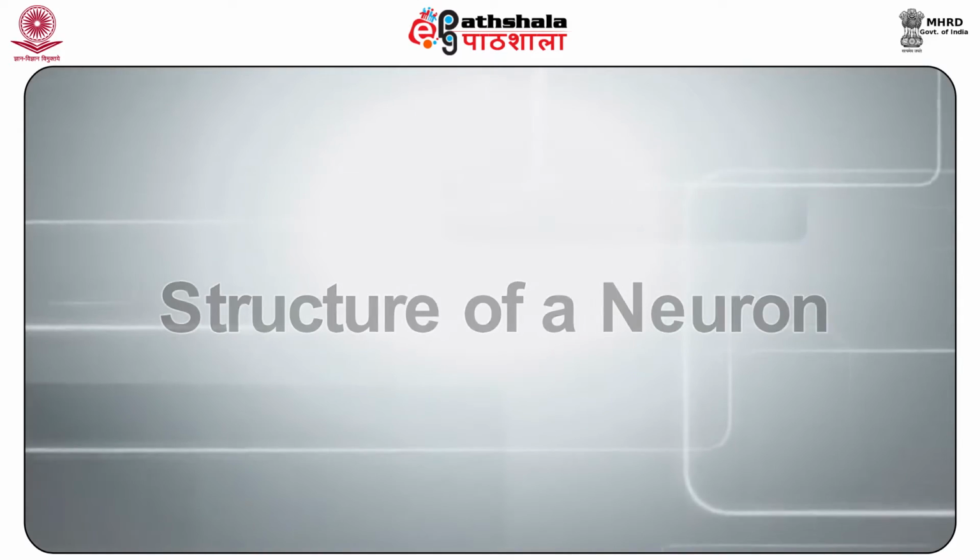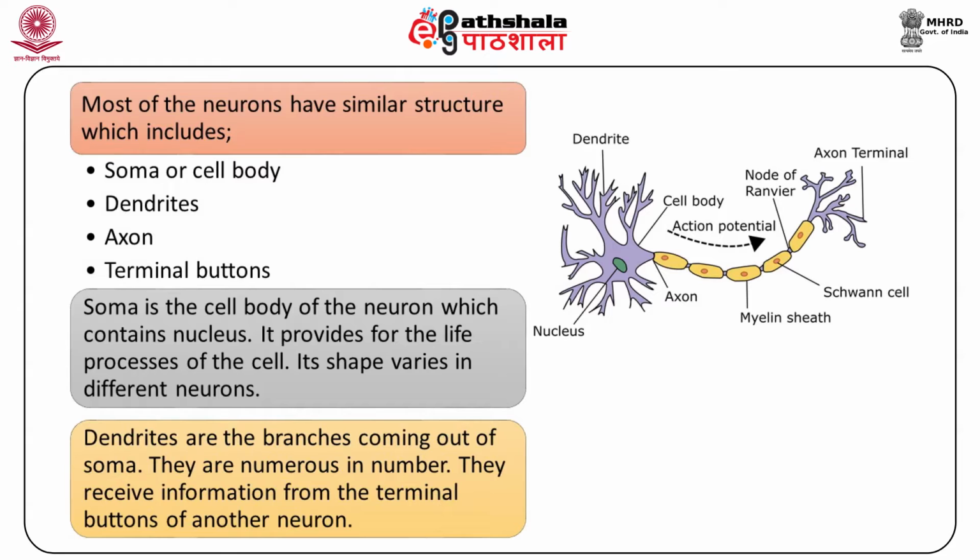Structure of a neuron. Most of the neurons have similar structure, which includes soma or cell body, dendrites, axon, and terminal buttons. Soma is the cell body of the neuron which contains the nucleus. It provides for the life processes of the cell. Its shape varies in different neurons. Dendrites are the branches coming out of soma. They are numerous in number.